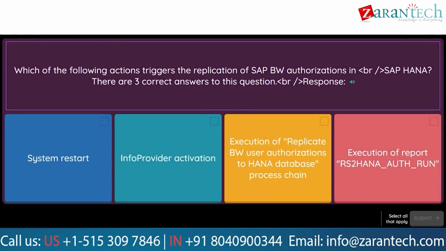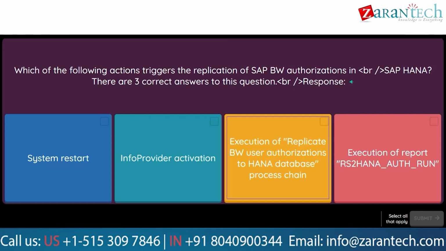Question: Which of the following actions triggers the replication of SAP BW authorizations in SAP HANA? There are 3 correct answers to this question. Response. Option 1 System restart. Option 2 InfoProvider activation. Option 3 Execution of the replicate BW user authorizations to HANA database process chain. Option 4 Execution of report RSPLS_HANA_AUTH_RUN.